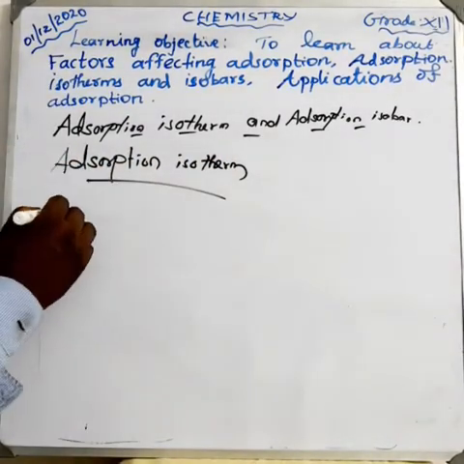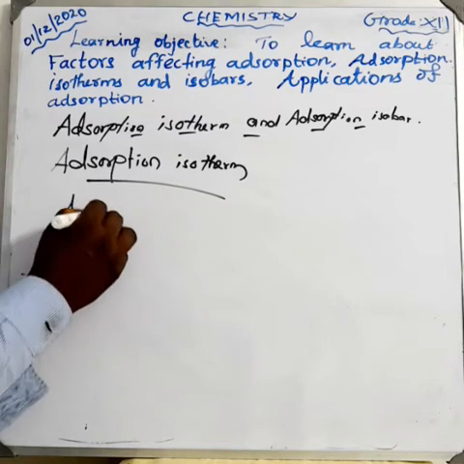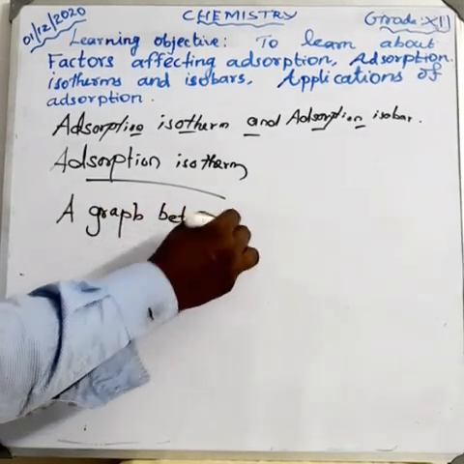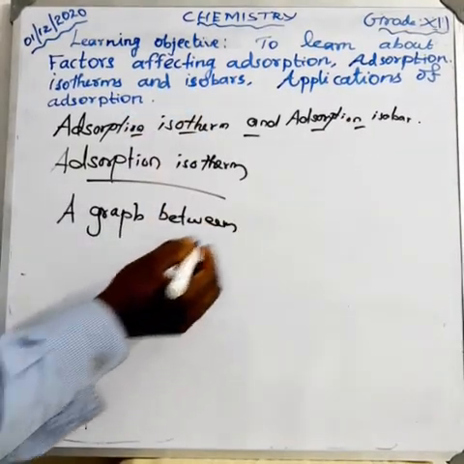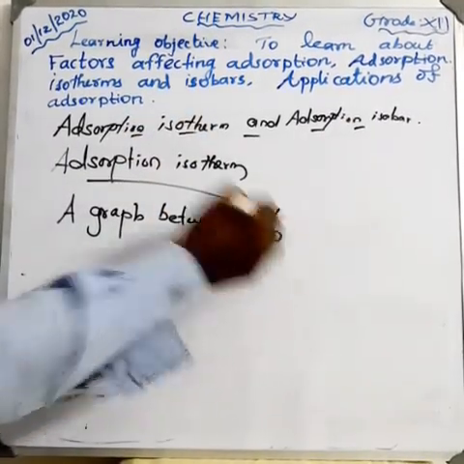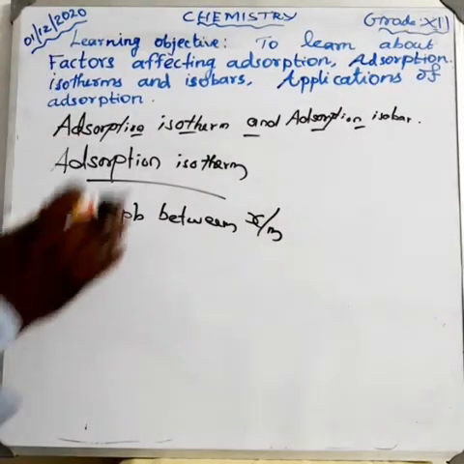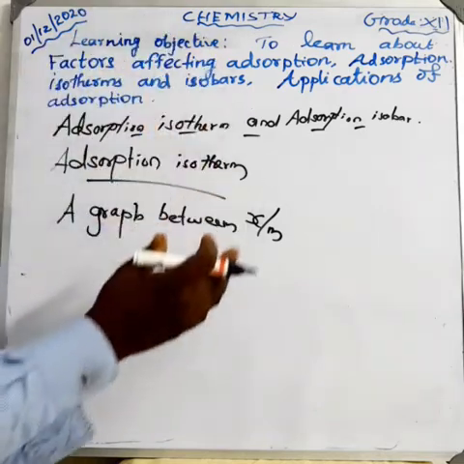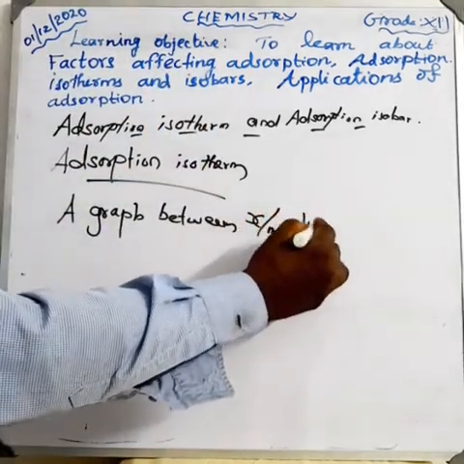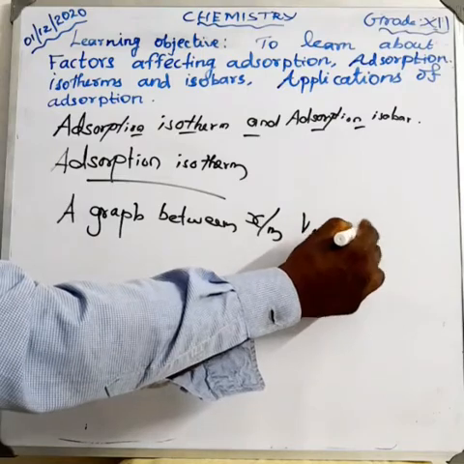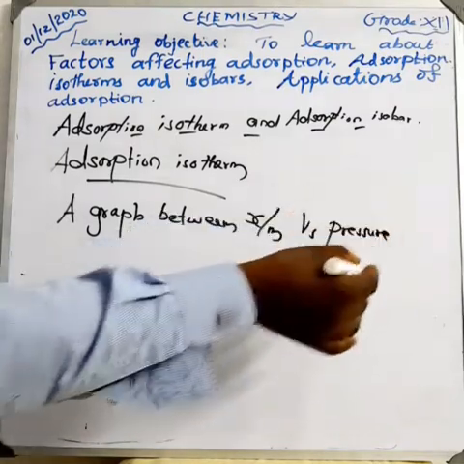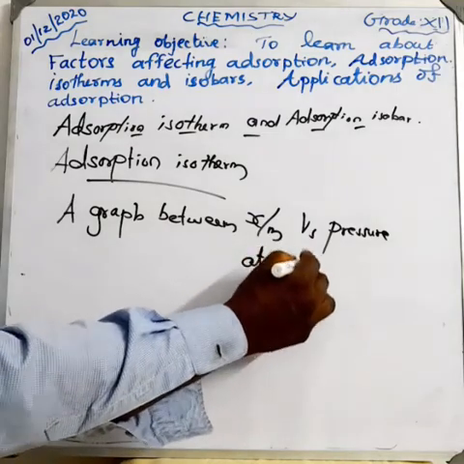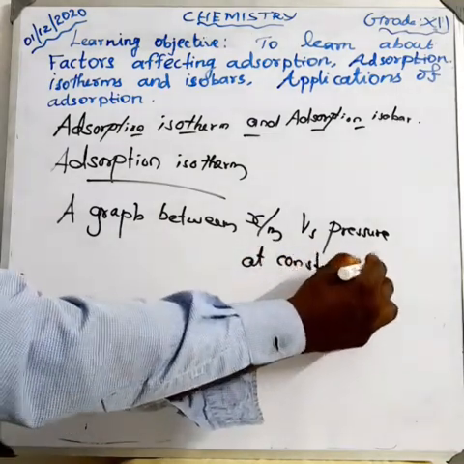Here, a graph between the amount of adsorption, that is x by m, the amount of adsorbate adsorbed, versus pressure at a constant temperature.